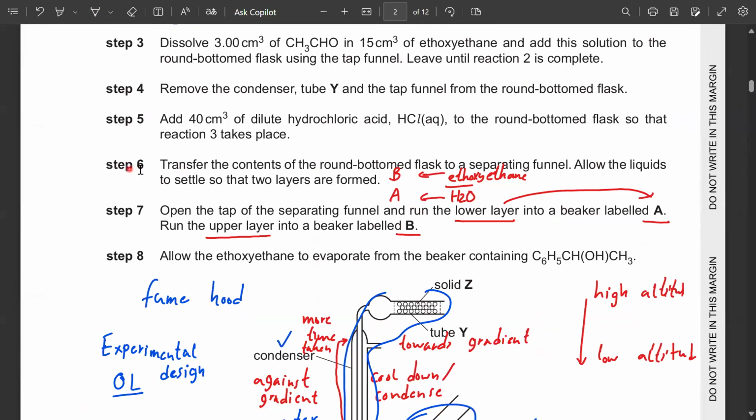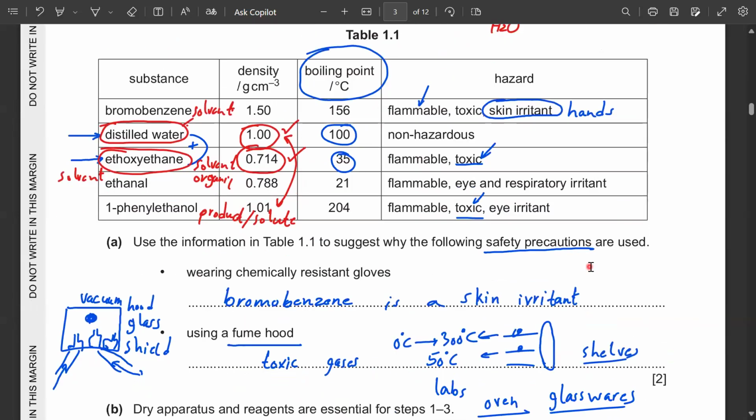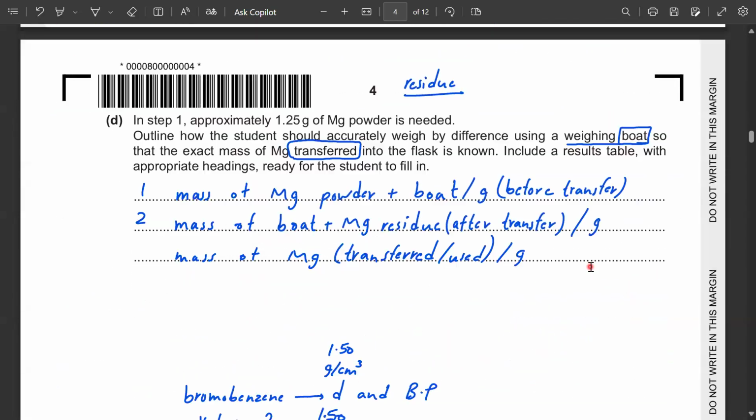They said that the product came into the ethoxyethane layer after steps 6 and 7. So what does step 6 say? Transfer the contents of the round bottom flask to a separating funnel, allow the liquids to settle so that two layers are formed. Open the tap of the separating funnel, run the lower layer into the beaker. It means that it's all on the basis of the polarity of the compound. It might not be matching in polarity with that of the H2O, and that's why it was not in that.